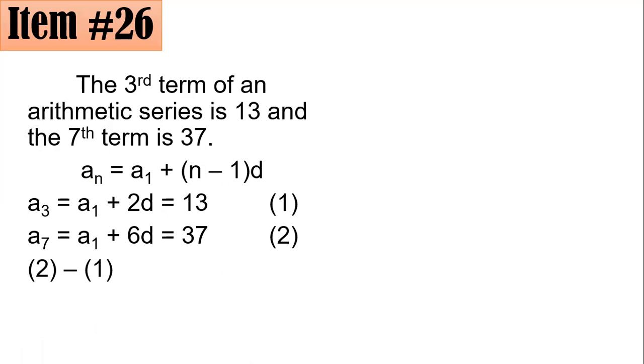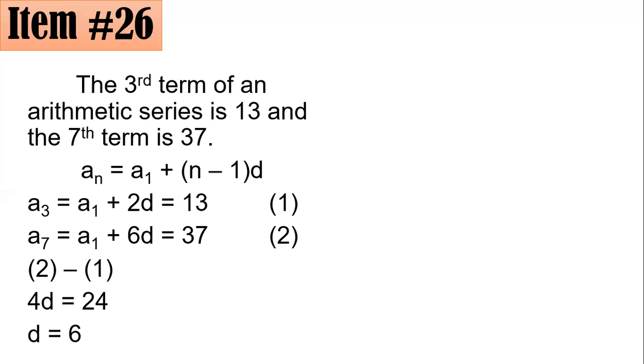Now, what are we going to do next? With the intention of eliminating a sub 1, I am going to subtract equation 1 from equation 2. By doing such, a sub 1 minus a sub 1 is 0, and 6d minus 2d is 4d equals 37 minus 13, which is 24. Dividing both sides by 4, you get d equals 6. All right, but we are not yet done.